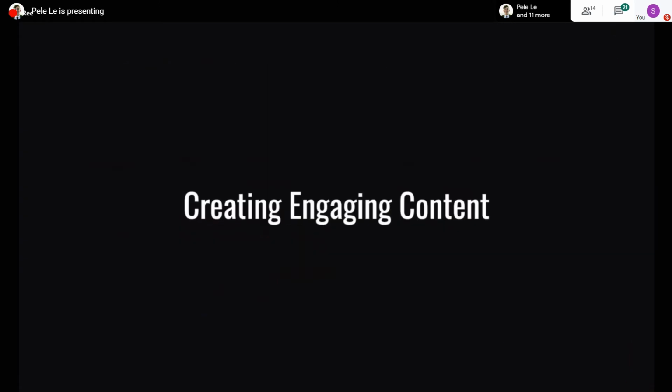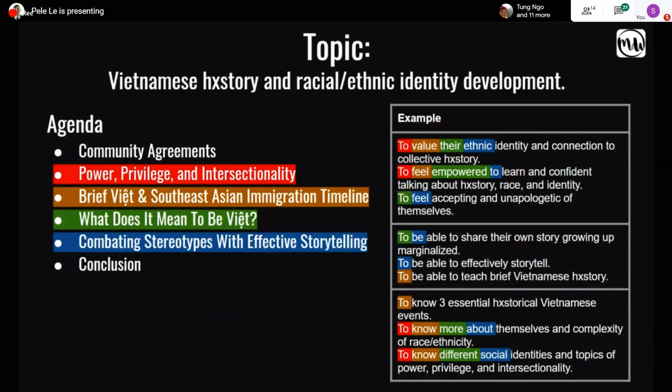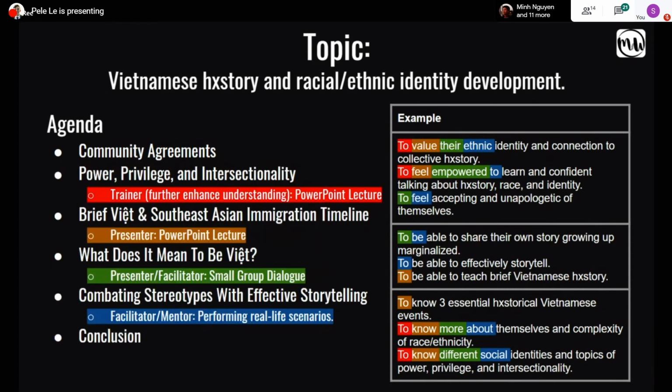And so now we're going to go back to the topic and do an example of how we're going to create engaging content. Pulling up the slide with our agenda and our learning outcomes, we see we have four main bodies. We have a red one, a brownish orange one, a green one, and a blue one. To save time, we're going to pretend that I've reflected on this for some time and have decided on what activity or strategy I'm going to use to transfer this knowledge.